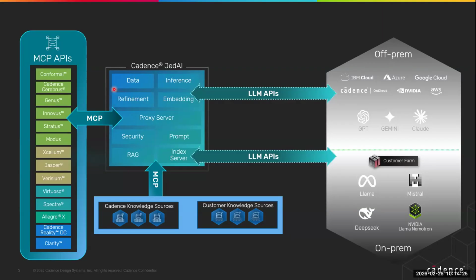So first, all of our individual point tools, and this is basically just a listing of all of our point tools, everything from verification tools and Conformal to implementation tools and so forth. They're all getting MCP interfaces, and that's just a standard way to talk to tools in an agentic environment. Now, at the center here, we see this Cadence JEDI platform. What is JEDI? JEDI stands for Joint Enterprise Data Exchange and AI.